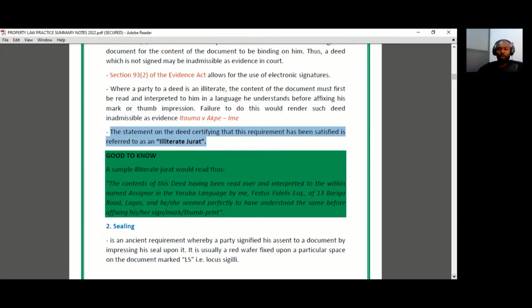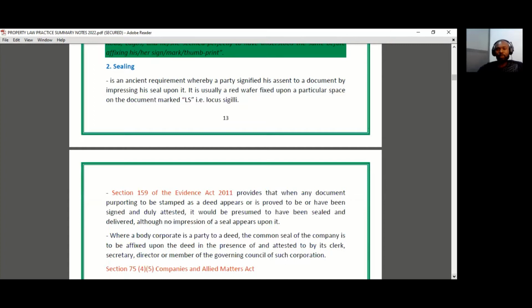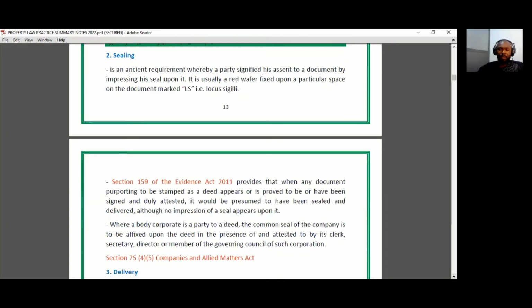Now, the second feature of a deed we have is sealing, which means that the deed must be sealed. This sealing basically is the affixing of a red wafer on the document. It's somewhat an ancient requirement, and so it's not very necessary today. When you read section 159 of the Evidence Act, you see that even if a document was not sealed, if it was executed properly and attested properly, then there's a presumption that it was sealed. And so the requirement of sealing is something that you would usually only find with companies today.